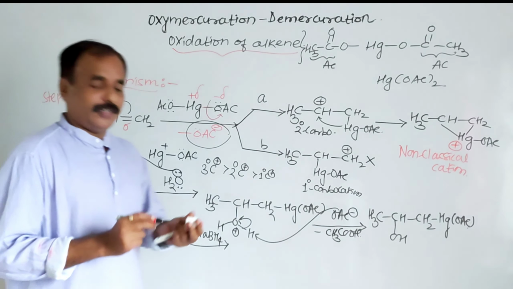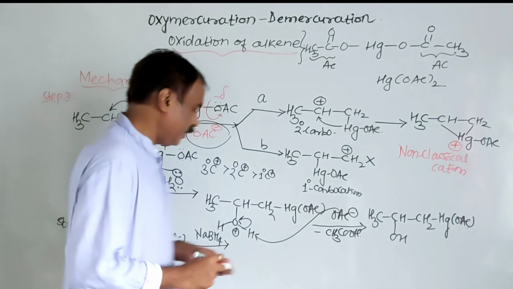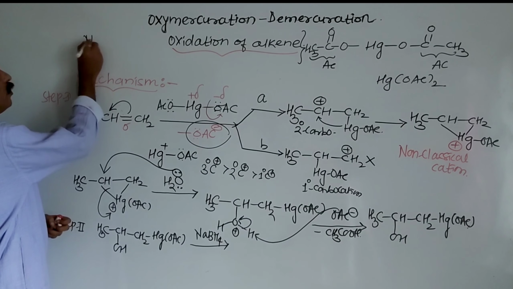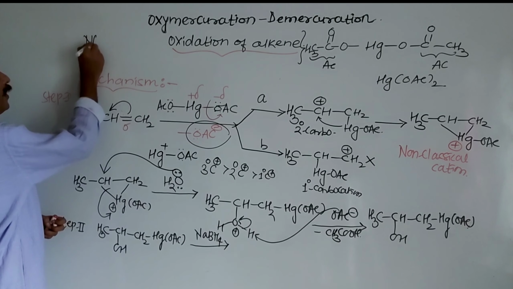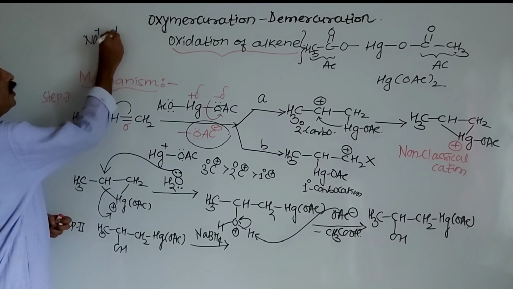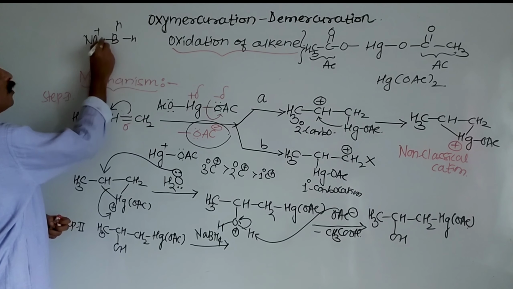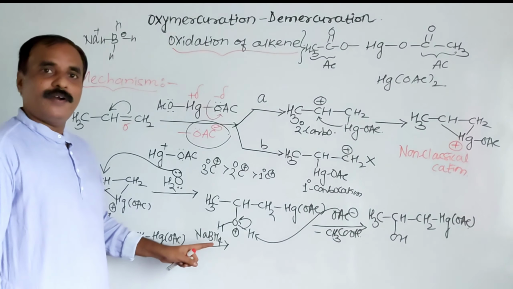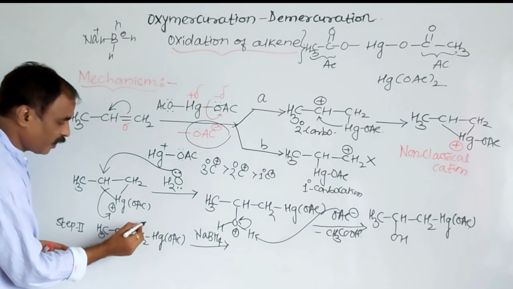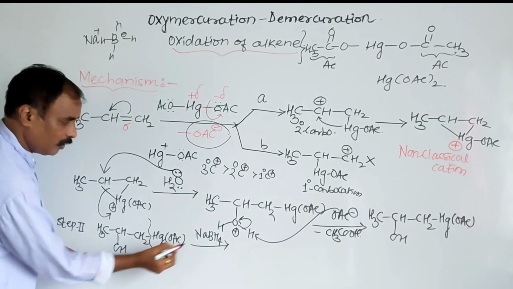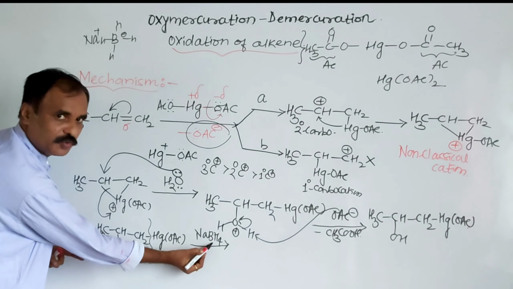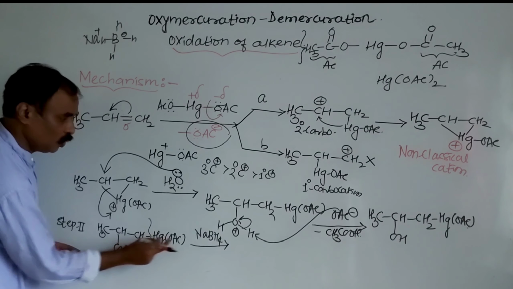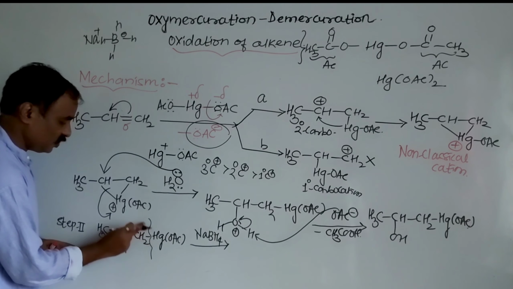This is a reducing agent. It provides hydride, H minus. Sodium borohydride. What is the structure of sodium borohydride? Na plus, BH4 minus. Sodium borohydride provides hydride. So breaking of this bond, and hydride from sodium borohydride gets attached to this carbon. Here it is CH2. Hydrogen from this, it will be CH3.